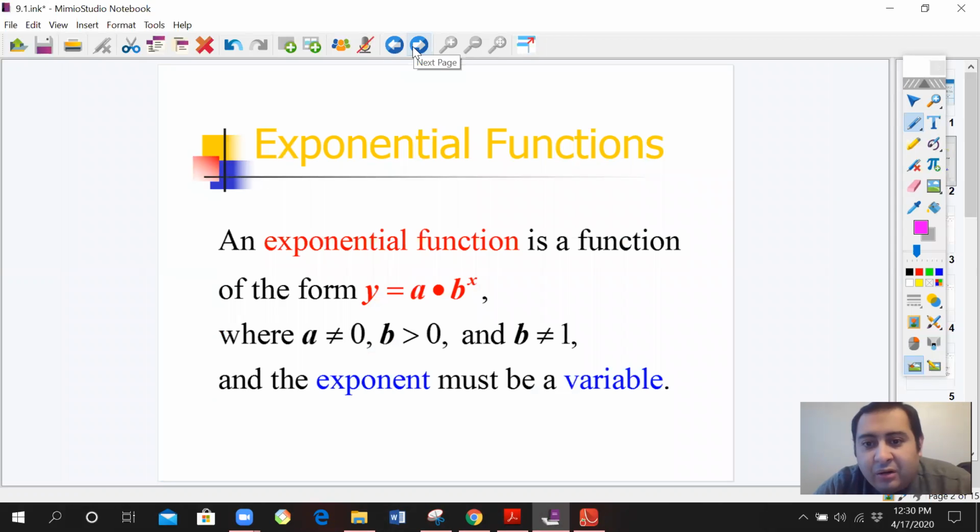So an exponential function is a function of the form y equals a times b to the power of x. So exponential function means that your variable is going to be to the power x, where a is not equal to 0, b has to be greater than 0, and b cannot equal 1 as well. And the exponent must be a variable. It's always going to be a variable when we're dealing with exponential functions.